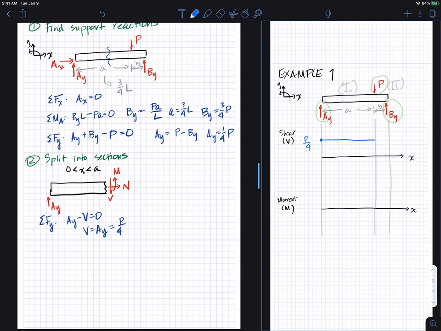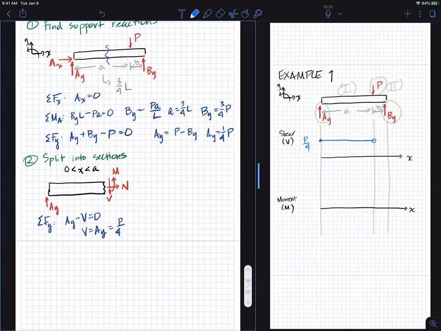And then we'll see what happens at the discontinuity point where P comes in. So to do that, we'll look at section 2 and draw a free body diagram for x greater than a.